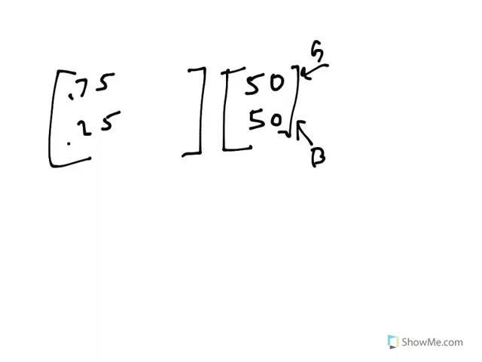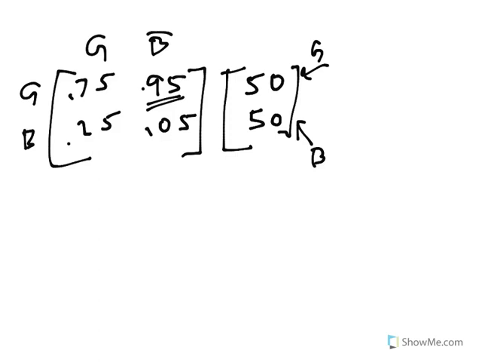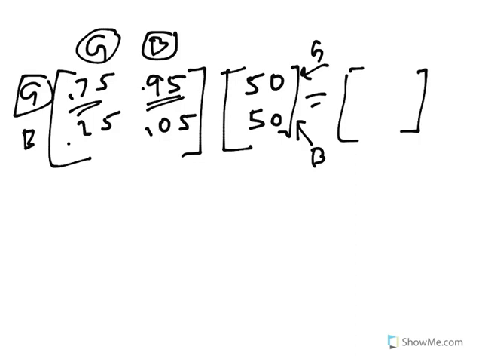And what this is, I'll say good, bad, good, bad, so I get these numbers in the right order. So this 0.95 means if I go to the bad barber, there's a 95% chance that I'll go to the good barber next time. And this 0.75 means if I go to the good barber, there's a 75% chance I go to the good barber next time.